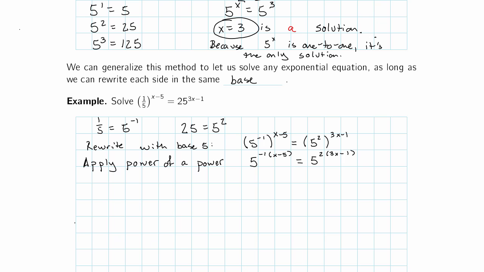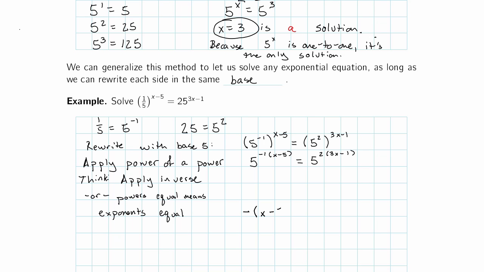And now this next step, I can either think of myself as applying the inverse, or I can just think that I'm using the fact that the exponential is 1 to 1. If the powers are equal, the exponents must be equal. So either way, I have that negative 1 times x minus 5 is the same as 2 times 3x minus 1. Okay, now that's a linear equation. I totally know how to solve that.